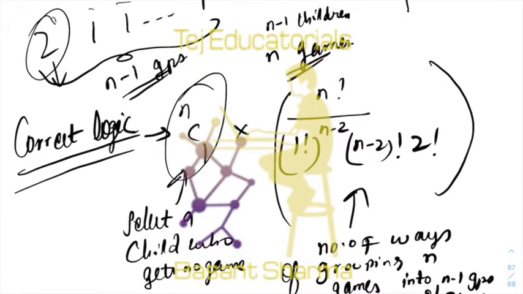Alright. Now you have formed n minus 1 groups. See, this is just grouping. I am saying this again and again. This is just grouping: which game goes into which group. But now you have n minus 1 groups and n minus 1 children, and you want to distribute n minus 1 groups amongst n minus 1 children. So that can be done in n minus 1 factorial ways. So distribute the formed n minus 1 groups amongst n minus 1 children. So this is your answer.